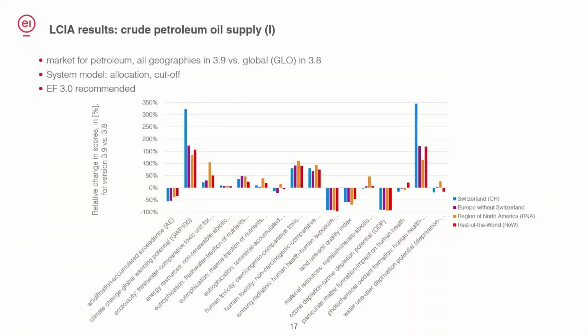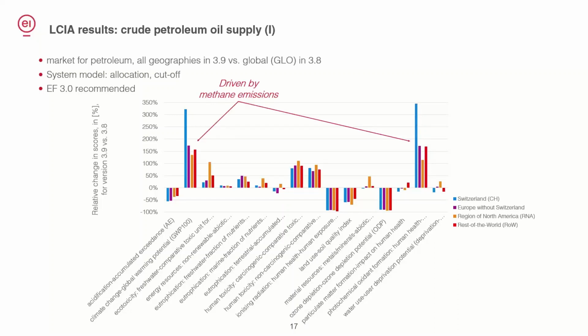So in this first chart, we compare the relative changes in scores for crude petroleum oil supply between 3.8 and 3.9 for the allocation cutoff system model, using all of the EF recommended impact categories. And for this, the 4 markets for petroleum in 3.9 are being compared to the single global market for petroleum available in version 3.8. It's a pretty detailed and perhaps tiny font, so we won't be able to go into all of the details here, but I would just like to point out a few of the bigger changes that we can observe, and also mention a little bit the underlying drivers for those changes.